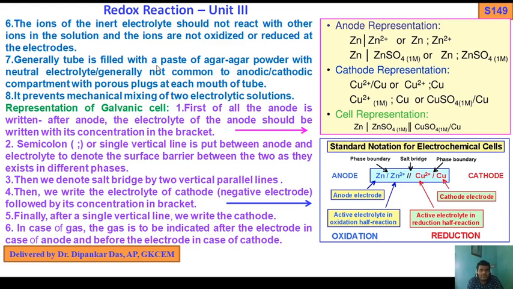Generally, the tube is filled with paste of agar-agar powder with neutral electrolyte, or generally not common to the anodic or cathodic compartment, with porous plugs at each mouth of the tube.